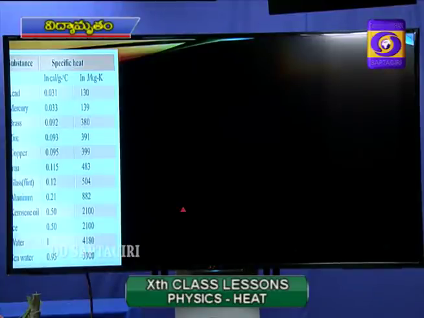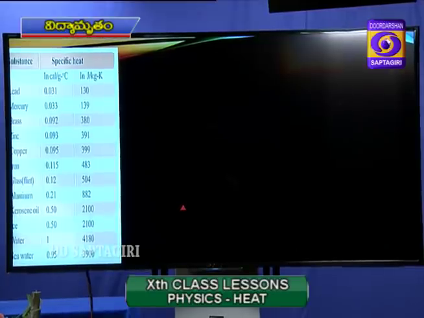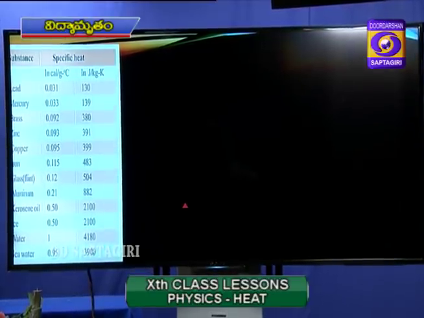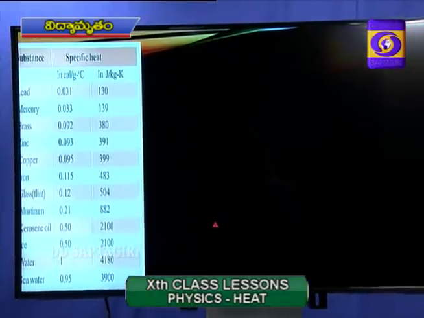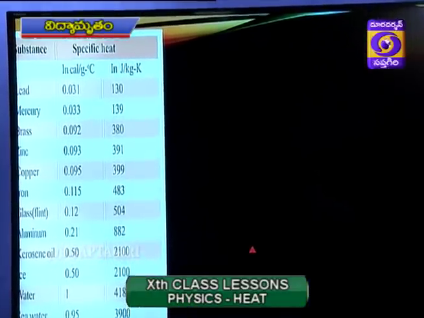Very nice. Substance, specific heat, and here there are the values of specific heat, for substance lead, in calories per gram degree centigrade and joules per kg Kelvin also. They had given in CGS system and in MKS system. You have to note down one important point. What is that one? If the specific heat is low, the temperature rise will be very high. If the specific heat is high, the temperature rise will be very slow. That means you have to note down that one, the first point.